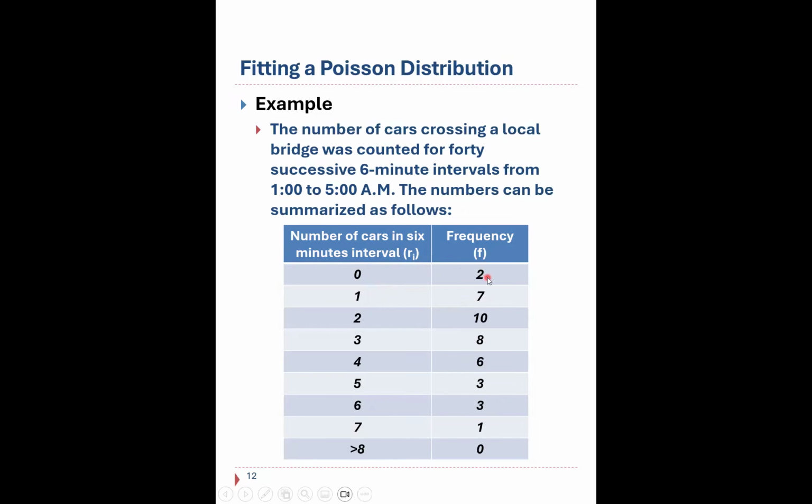It happens twice that in a 6-minute interval, no car crossed the bridge. Likewise, this can be interpreted that it happened 7 times during that observation that in a 6-minute interval, one car crossed. Then it happened 10 times that two cars passed the bridge. So this data was generated. It's a discrete variable. This is the observed frequency, our O or FO, which is going to be written.